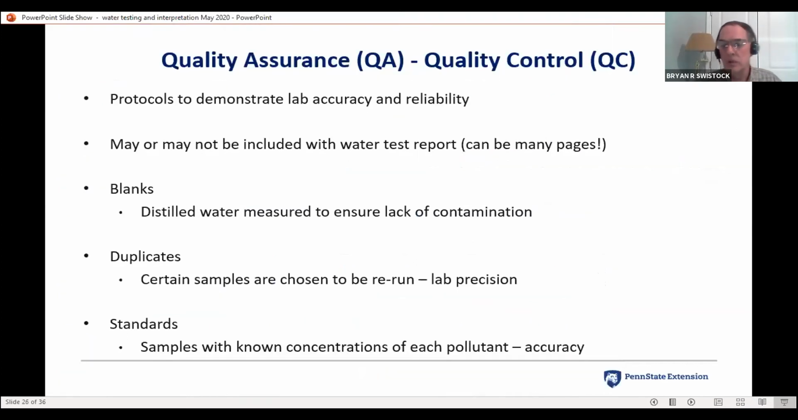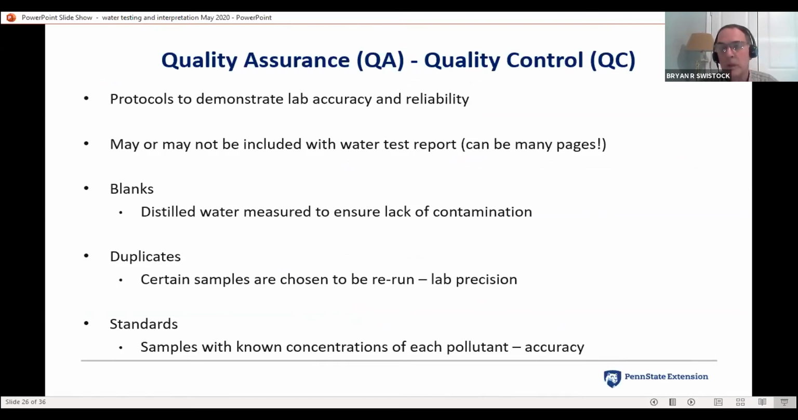The quality control, quality assurance data, this includes things like blanks, duplicates, and standards. This is basically ways to make sure that the lab is producing accurate and reliable data. And I'm not going to spend a lot of time on it. It's a big part of a lot of water test reports, and it can get very confusing as well, but blanks are basically distilled water, and they want to make sure that the instruments aren't reading any background contamination. Duplicates are where you submit 2 samples of the same thing and see how repeatable the lab is.